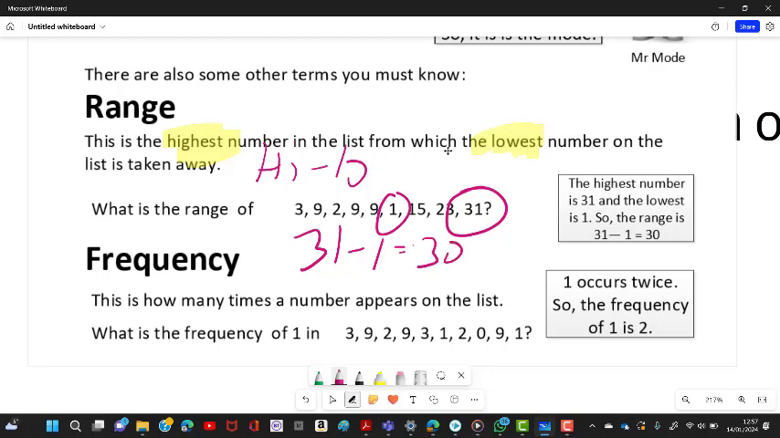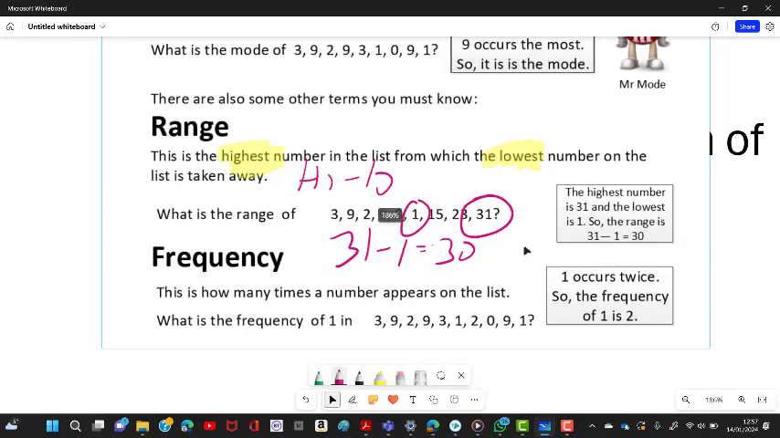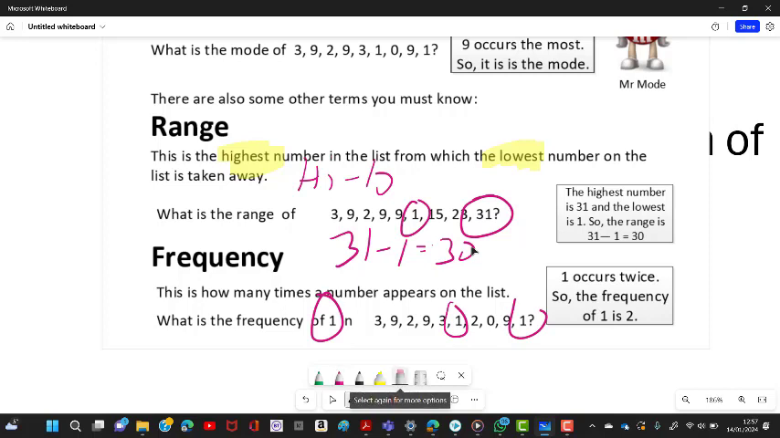That's the range. The last topic you should know is frequency. Frequency is how frequent it is, how many times it appears on a list. So if you want the frequency of 1 in this list, how many times does 1 appear? 1, 2. So the frequency of 1 is 2. What's the frequency of 0 in the list? Well, there's only one 0, so the frequency of 0 is 1. And that's it. That's the topic of averages, and we'll see you in the next topic.